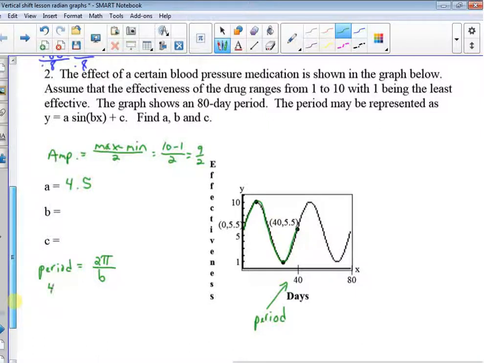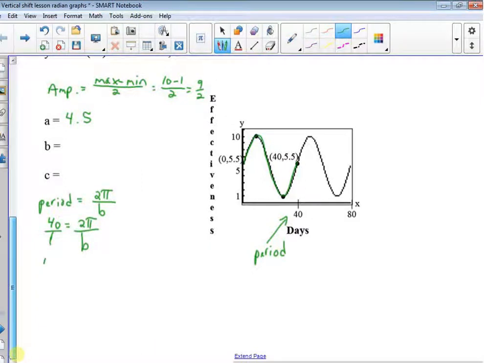So I'm going to do 40 equals 2 pi divided by B and cross multiply that. So I get 40 times B, which is our frequency, equals 2 pi, and if I divide by 40, I get a frequency of pi divided by 20. So that's in radians.